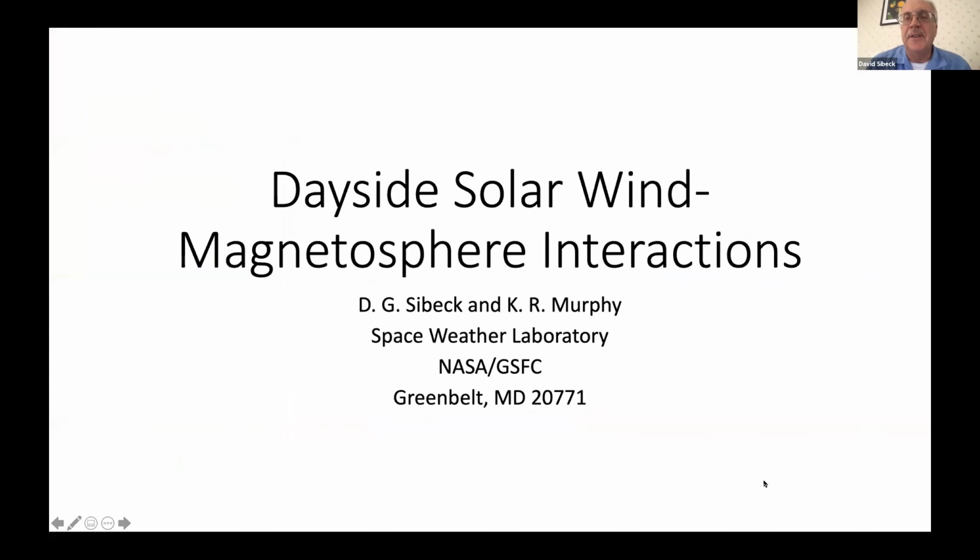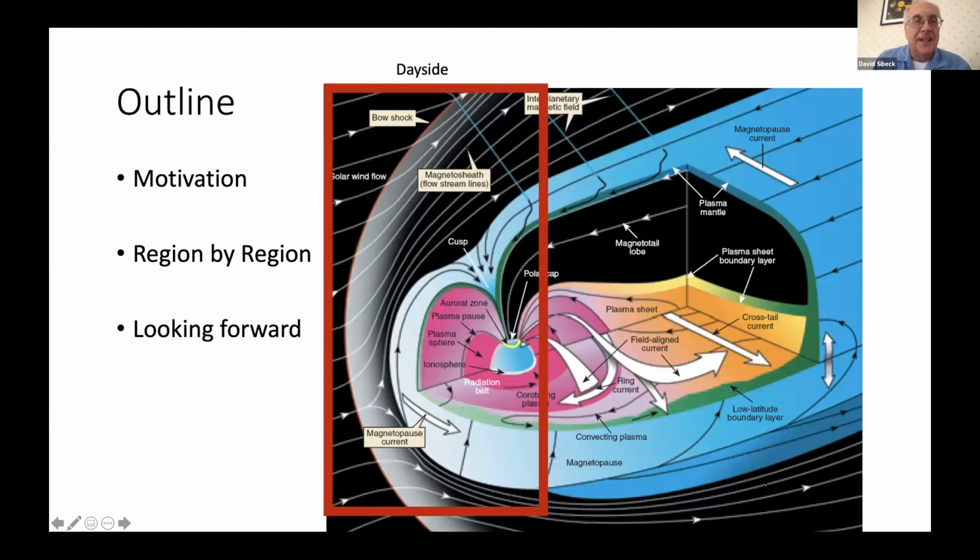Today, I'm going to talk to you about dayside solar wind magnetosphere interactions, and I hope to give you a sense of the enthusiasm which this field of research can generate. So we're going to be looking at the dayside of the Earth's magnetosphere, and I'm going to begin with some motivation for studying this topic, and then we'll go through it region by region, perhaps looking at some of the highlights or most interesting things, at least in my opinion, for each region. And then we'll have a brief summary at the end looking forward, because the future is equally bright for those who study this part of the Earth's magnetosphere. There are many exciting missions coming along.